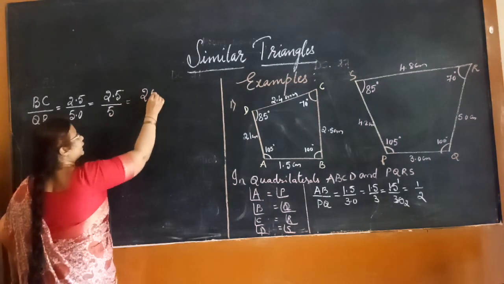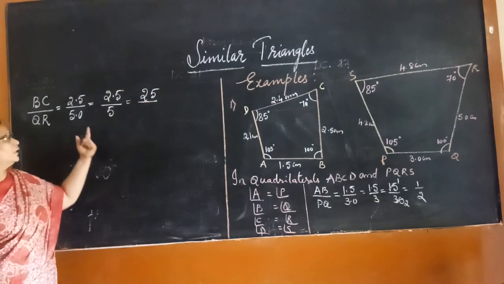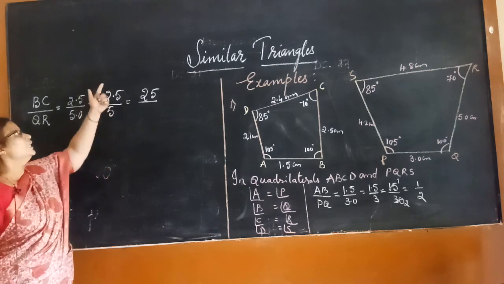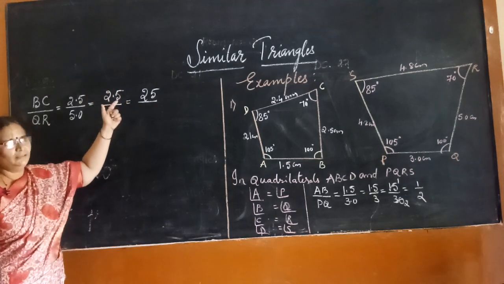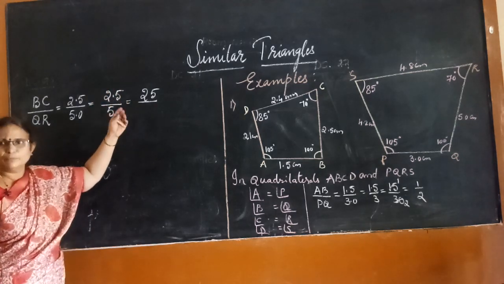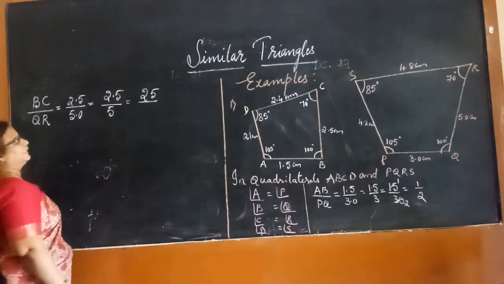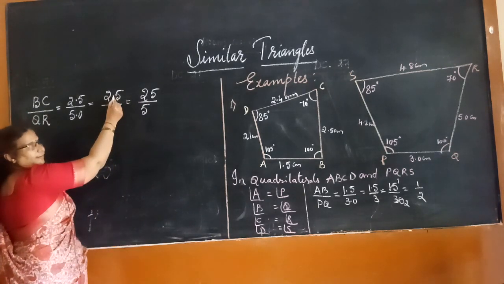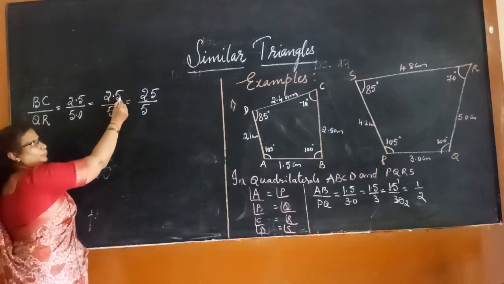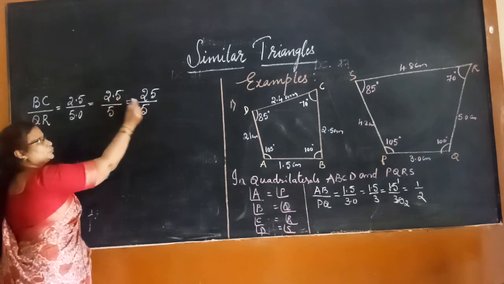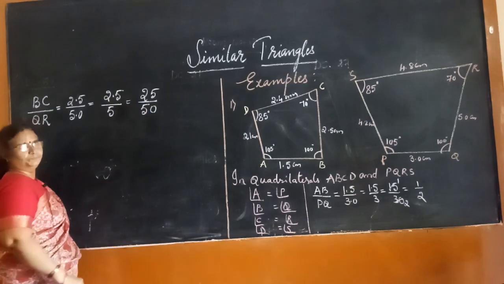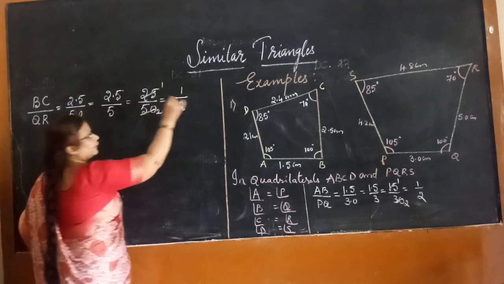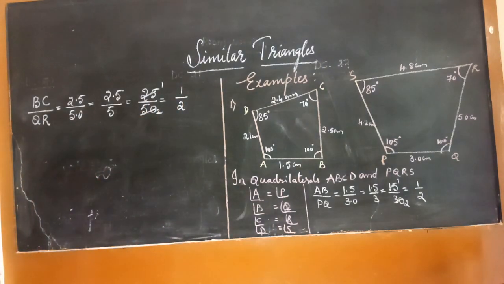Now 2.5 by 5, if you are very good at dividing a decimal by a whole number, directly you can divide it. Or else if you find it difficult, you can remove the decimal place and make it a whole number. After the decimal point, there is a single digit in the numerator, so that many zeros have to be taken in the denominator. So 25 ones are 25, 25 twos are 50. Again the ratio is 1 by 2.